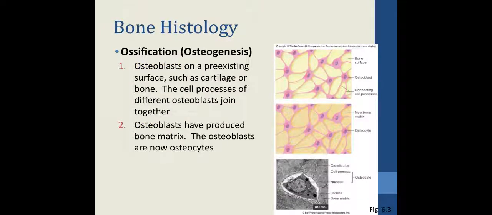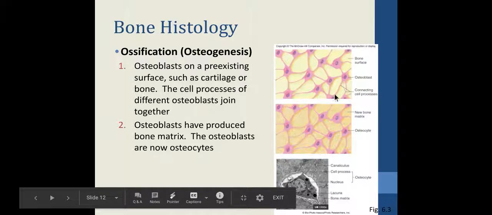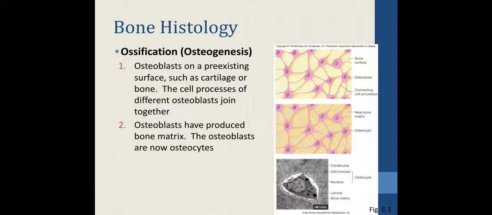So what does that process look like? Well, first we call it ossification. You'll also see it being called osteogenesis. So you can think like genesis, like creating, but you'll also see in your book ossification. So I give you both words. But step one is that osteoblasts exist on a surface like cartilage or other bone. And then their little processes or projections sort of reach out, and that's what you can see here, and they connect. And so now they've joined together.